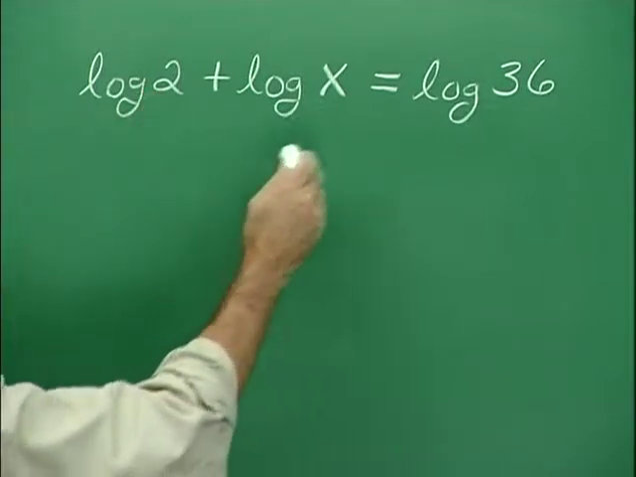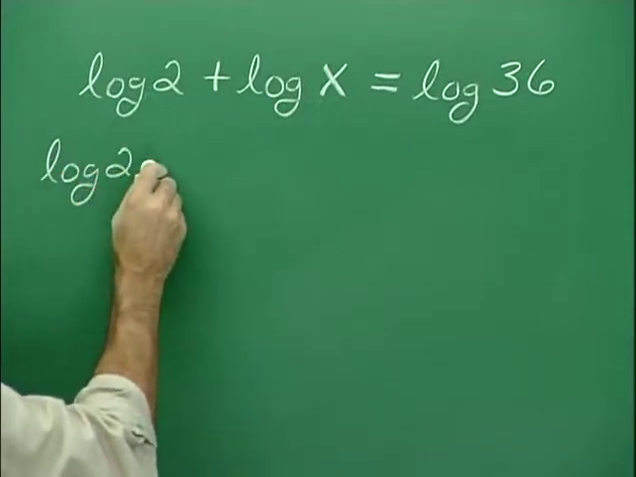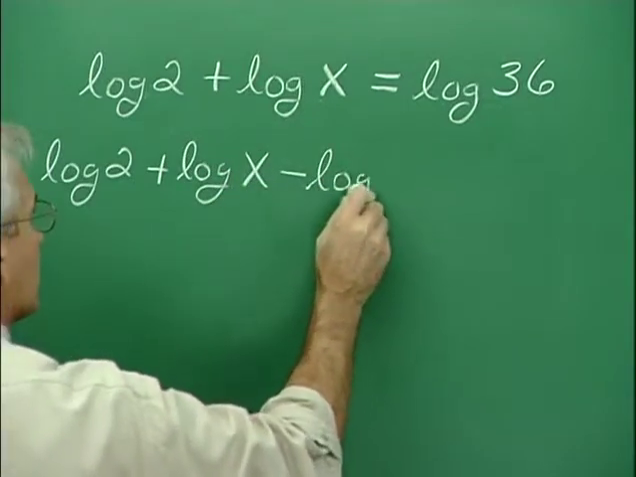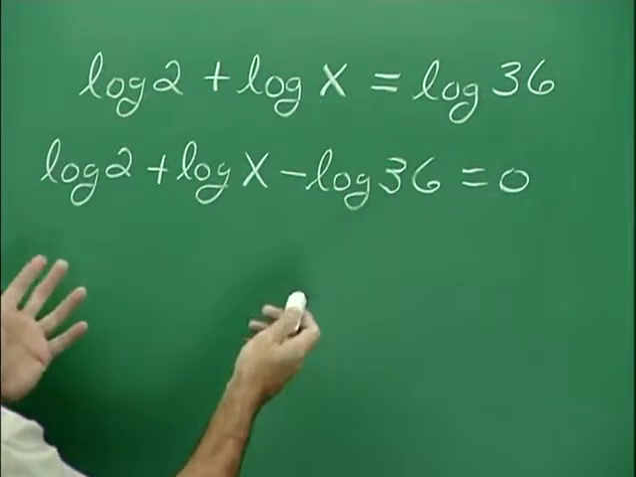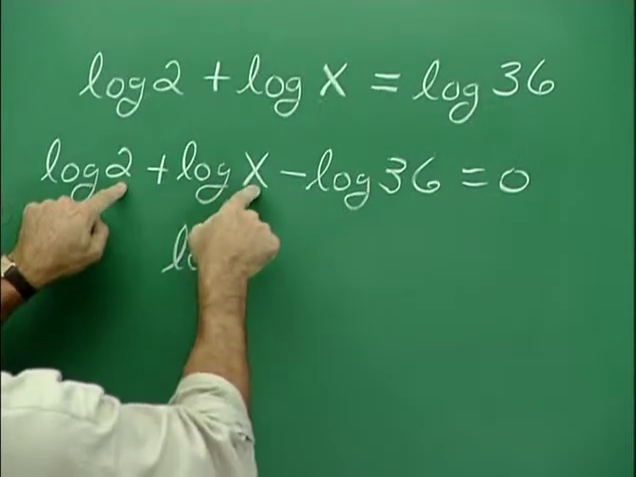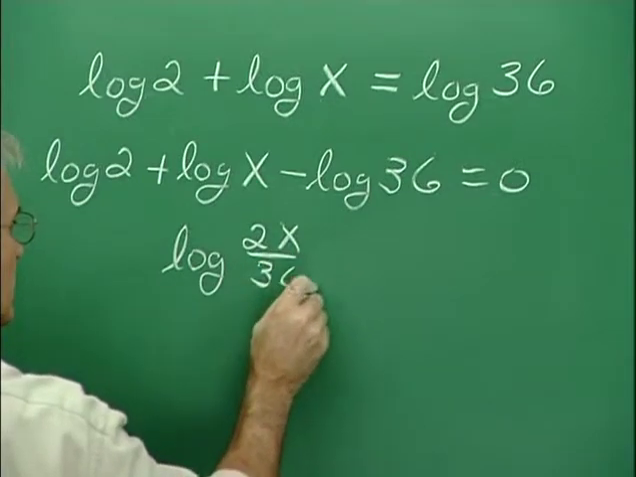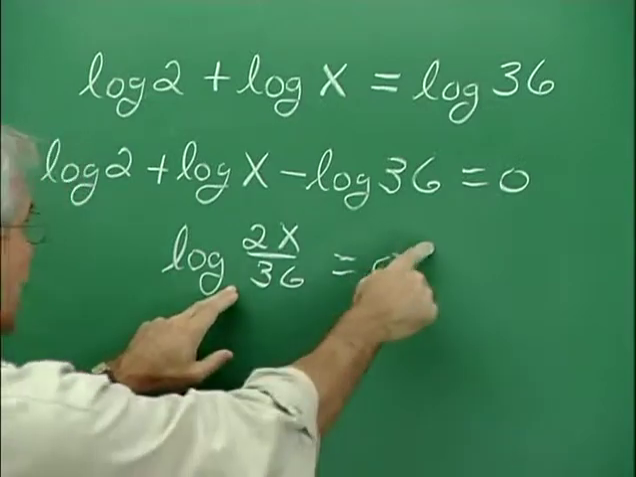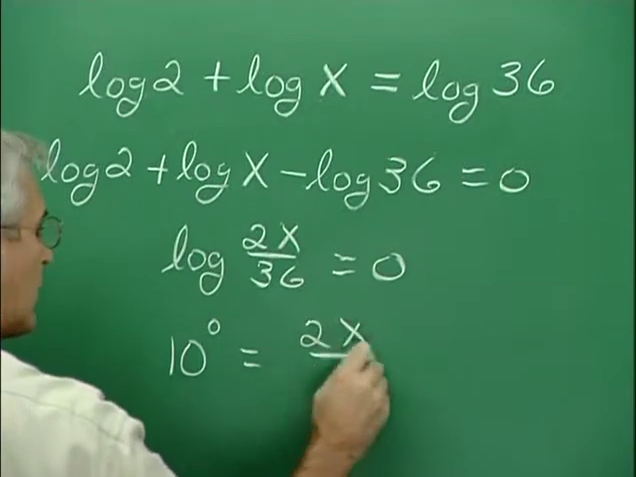All right, now here's what I'm talking about. I'm going to kick this term to the other side. Let's see what happens. We have log 2 plus log x minus log 36 equals 0. Now we can bring these together as the logarithm of a single quantity. So it's the logarithm of 2 times x divided by 36, and this equals 0. And now we can go into the exponential form. Base exponent, so we have 10 to the 0 equals the fraction 2x over 36.